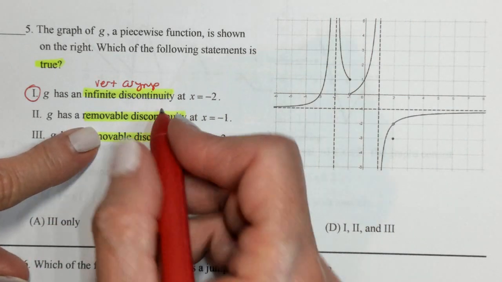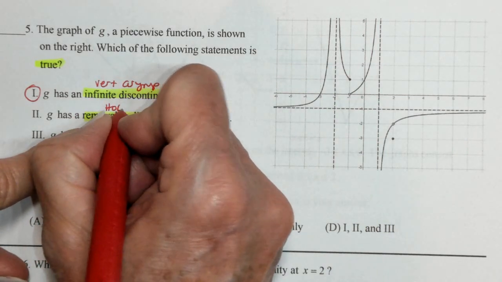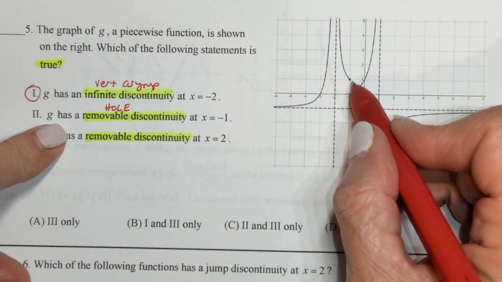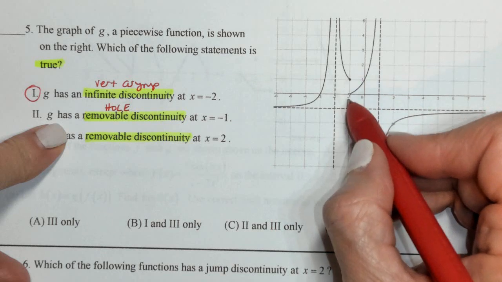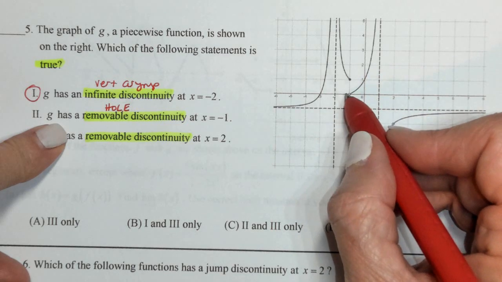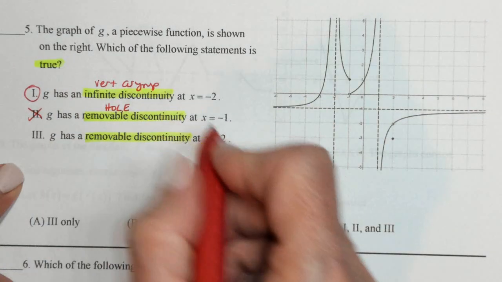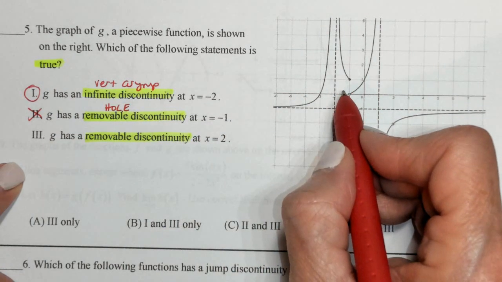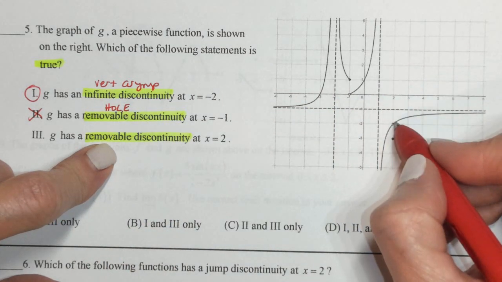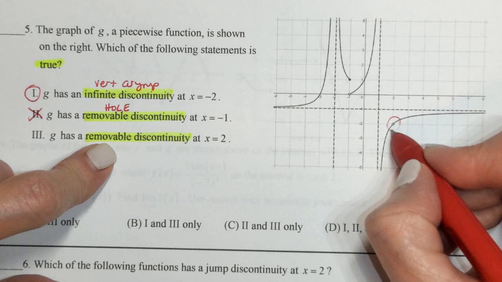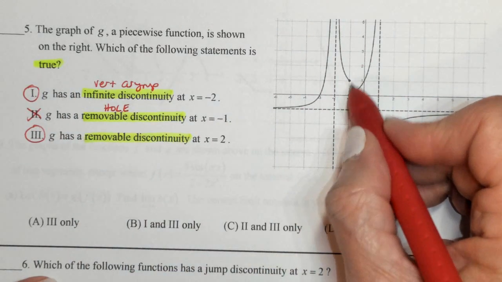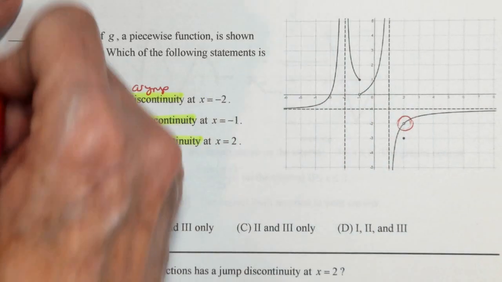Removable discontinuity. The only removable discontinuity is a hole. Is there a hole at -1? At -1, there's a jump discontinuity, not a point discontinuity, not a hole. So this is not true. There's no hole here. It's a jump. Removable at x equals 2. At x equals 2, yes, there's a hole right there. So yes, removable on that one, not removable on this one. So 1 and 3 only, B.